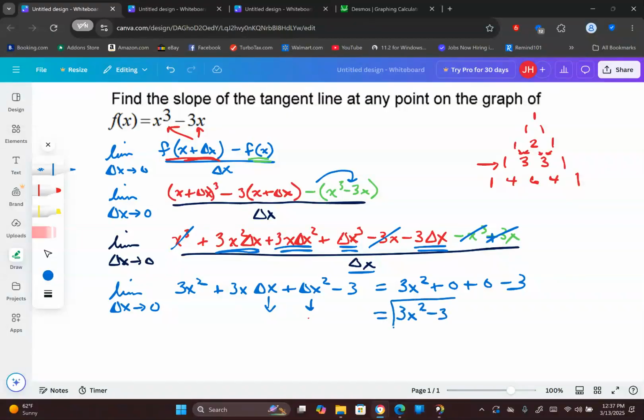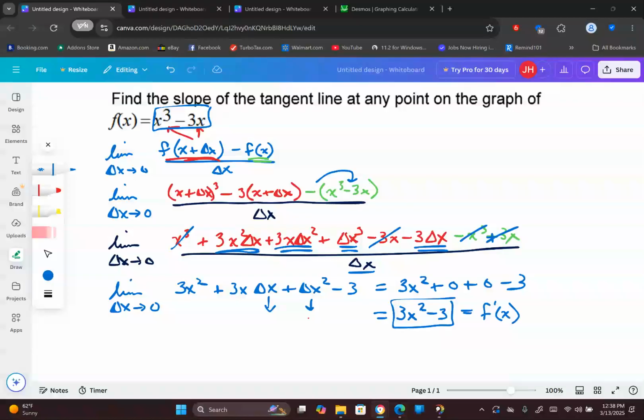Now, this formula for the original function represents the slope of the tangent line at any point on the curve. What do we call this? This is a derivative. And the notation looks like this: for f of x, f prime of x. This is the first derivative of my function.